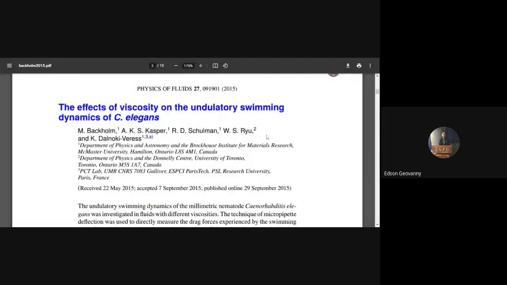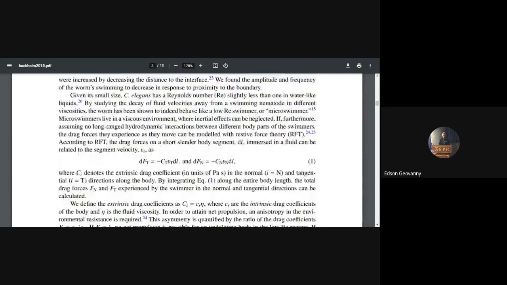Okay. My topic: the effects of viscosity on the undulatory swimming dynamics of C. elegans. The swimming dynamics of the nematode C. elegans with different viscosities was investigated. The organism moves, propagating waves in an agile and efficient way.